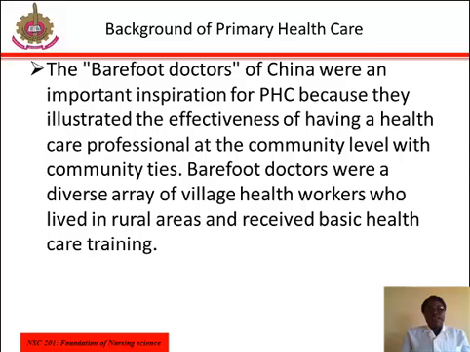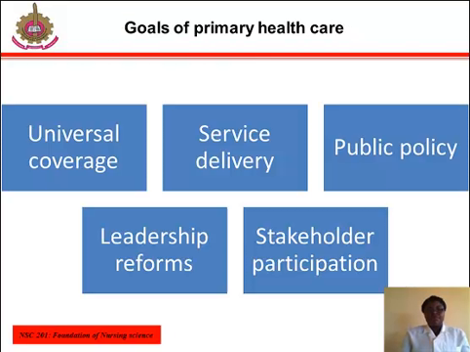Barefoot doctors were a diverse array of village health workers who lived in rural areas and received basic healthcare training. They stressed rural rather than urban healthcare and preventive rather than curative services. They provided a combination of Western and traditional medicines. They had close community ties and were relatively low cost, and perhaps most importantly, they encouraged self-reliance through advocating prevention and personal hygiene practices.